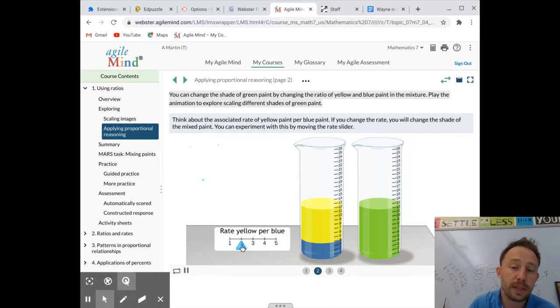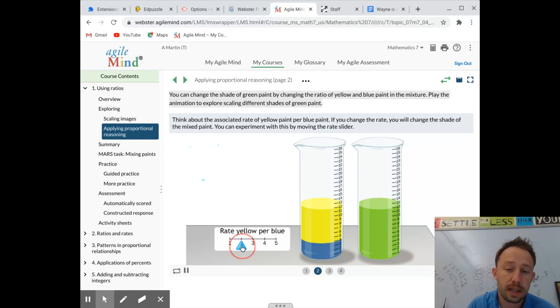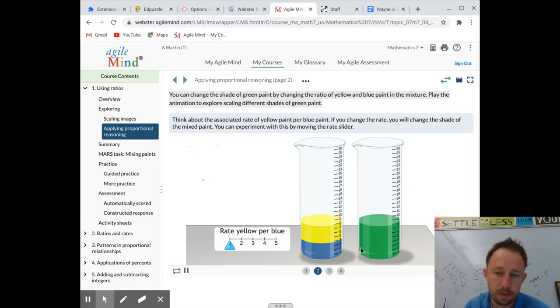So if we take this rate and move it to the left, you'll notice that our paint is pretty dark green. It's kind of our original color. Okay? That's because this is a 1-to-1 ratio. But if we change the rate, this is going to make it 2 parts yellow, 1 part blue. What happens to the paint? It does. It's getting a lot lighter.